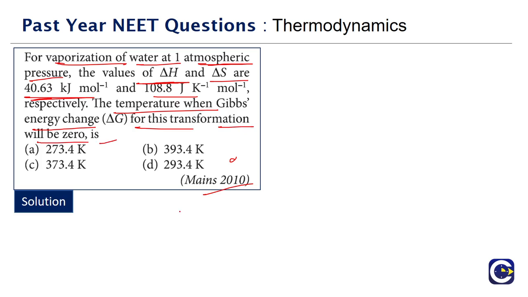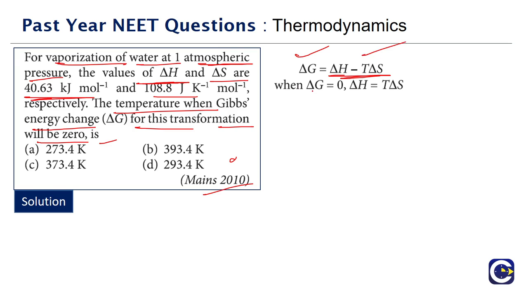At what temperature will the Gibbs free energy change, or Gibbs energy change, be 0? Delta G should be 0. What is the Gibbs-Helmholtz equation? Delta G is equal to what? Delta H minus T delta S. This is what you call the Gibbs-Helmholtz equation.